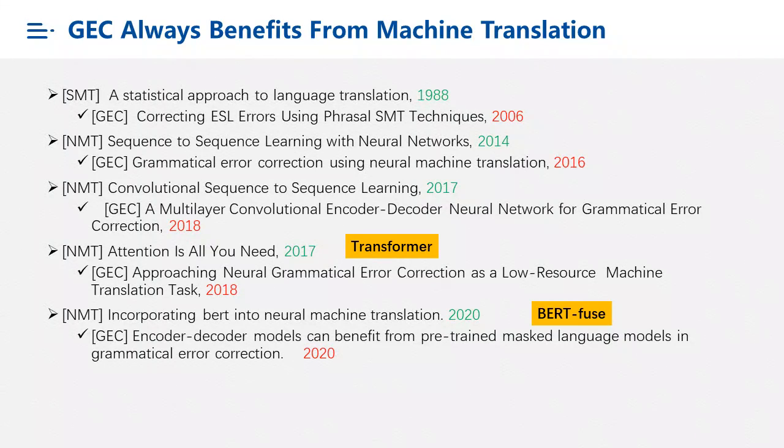And let's see the F0.5 score of these GEC models on the most popular GEC benchmark, the CoNLL test set. It's obvious that GEC always benefits from advances in machine translation. So, in order to build a better system for the Chinese GEC task, we should try to use the most advanced machine translation network structure. Up to now, the best NMT model structures are the transformer and BERT-fuse.